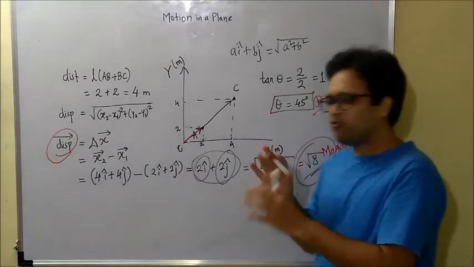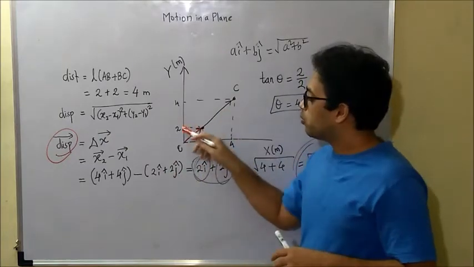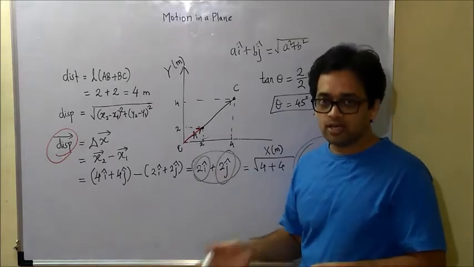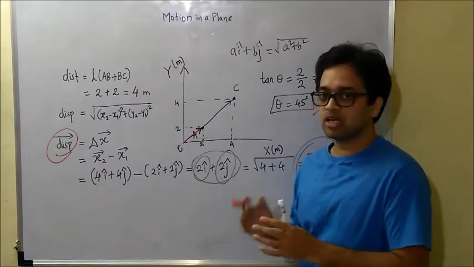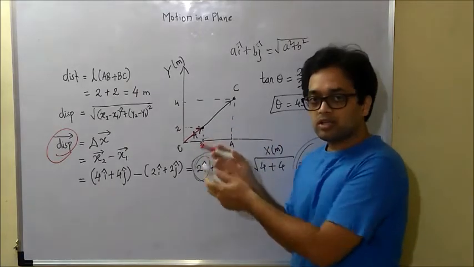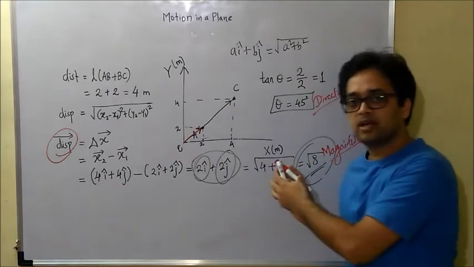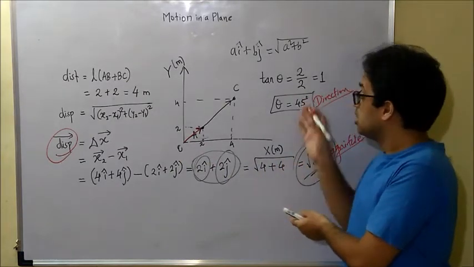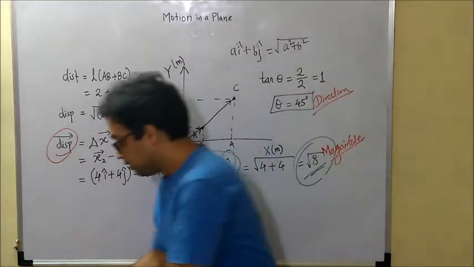Okay, now this was a very simple numerical where you had just a 45 degree angle, both position coordinates were 2, 2 or 4, 4, so they were alike. So this is a very preliminary level of numerical, but if any numerical comes which has some other sort of numbers, you can still implement the same method and get an answer. This is an effective method to get an answer where you get direction as well as magnitude for the displacement.